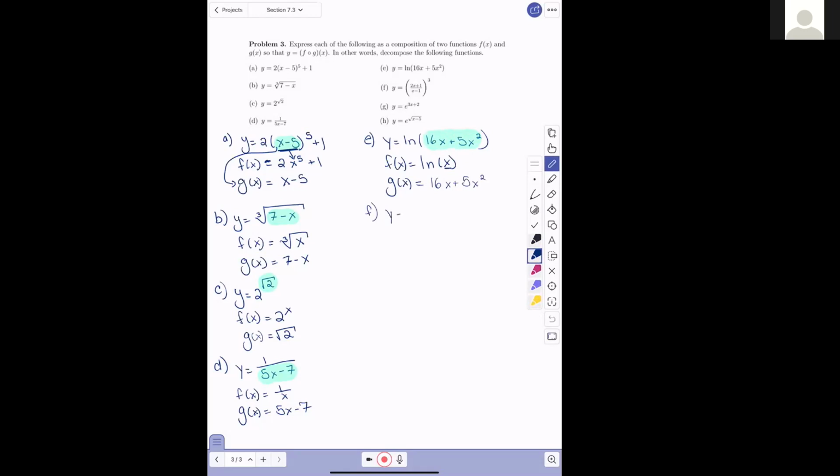Okay, next we have y equals 2x plus 1 over x minus 1, all of that cubed. So we have to find our inside and outside functions. Can someone tell me what either the inside or the outside function is? The inside function would be 2x plus 1 over x minus 1. Good. So inside we have 2x plus 1 divided by x minus 1, and outside is just this quantity cubed, which is x cubed. Any questions on that one?